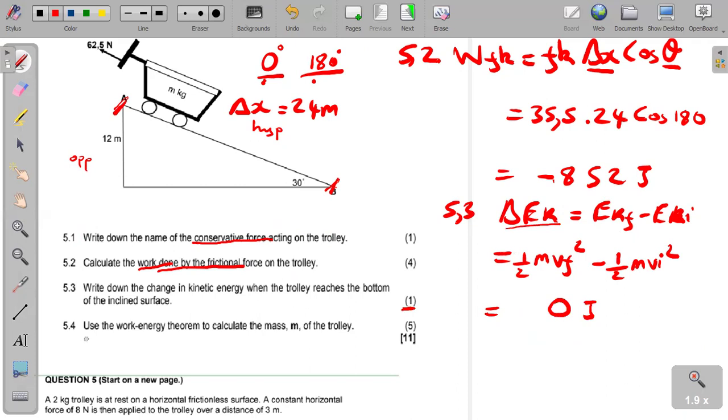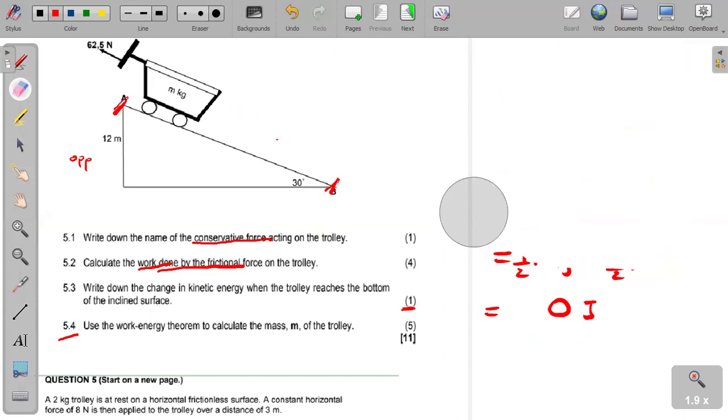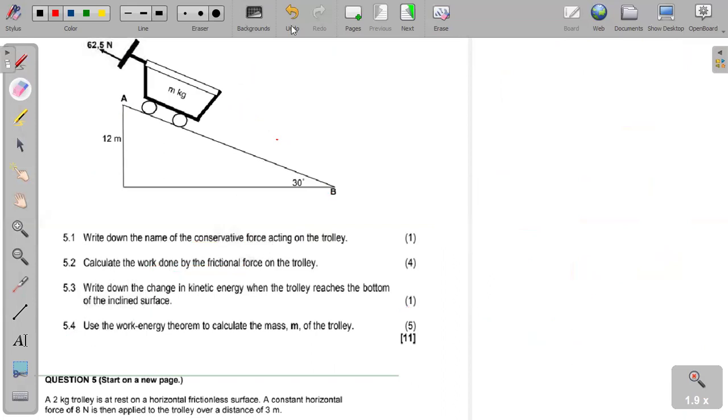Okay, let's go to 5.4. So the question is saying use the work energy theorem to calculate the mass m of the trolley. So the question is very specific. It wants us to use the work energy theorem. If you use any other theorem or any other energy principle, you are not actually going to get your marks because it wants you to use the work energy theorem specifically.